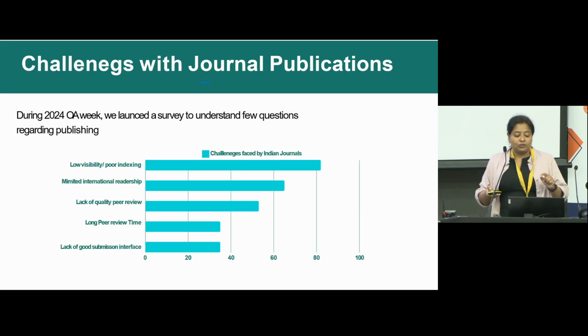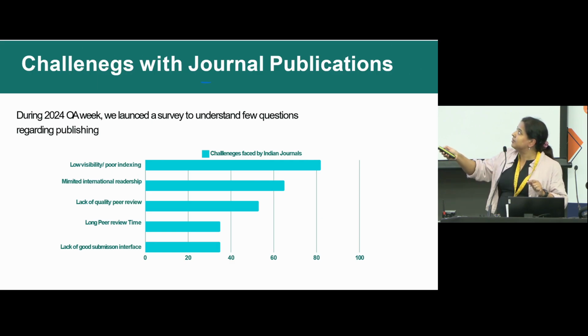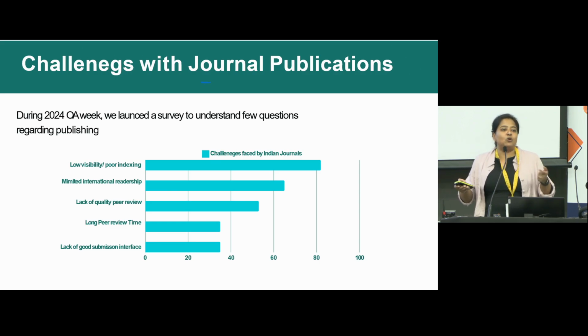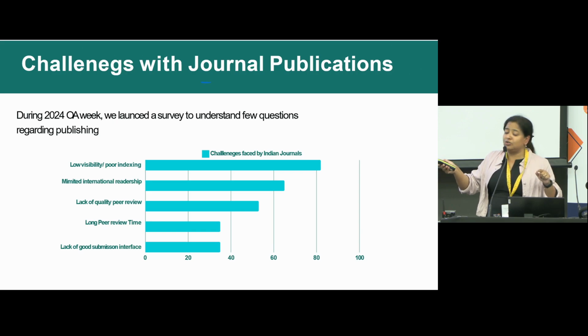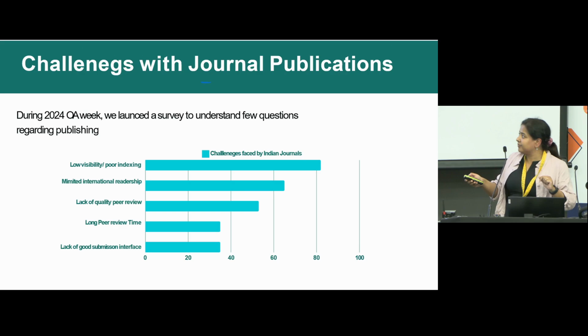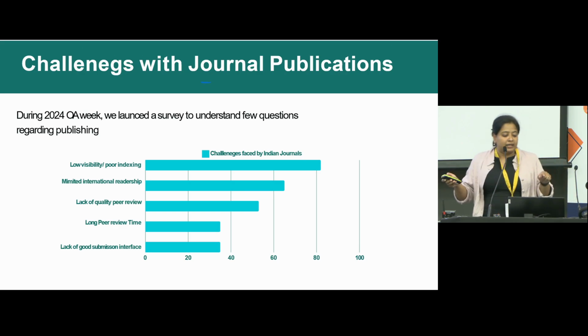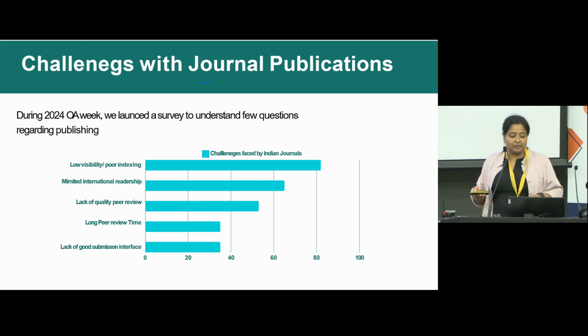And also, what are the major problems? Of course, the challenges are visibility and poor indexing. Because this is one of the things they want to get recognized, NIRF or nobody takes into account Indian journals which are not indexed in Web of Science and Scopus, so nobody wants to publish there. Then they don't get high citations because they don't have more readership. Peer review is also not good, and there is long peer review time, which of course is also the case with international journals.